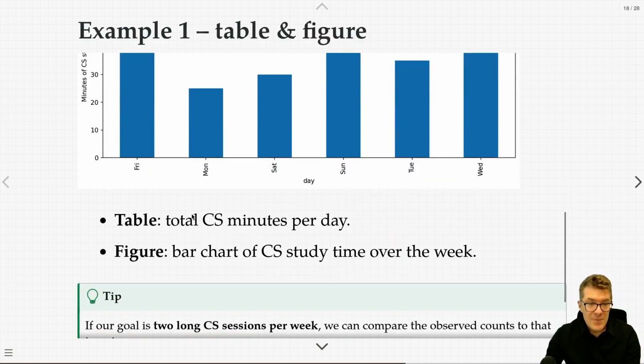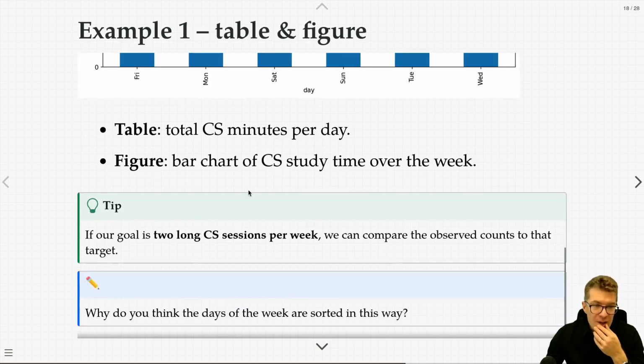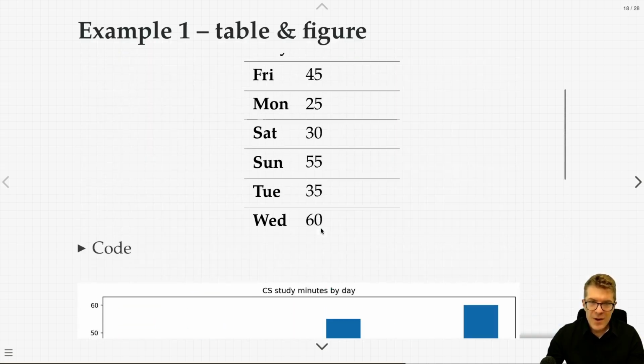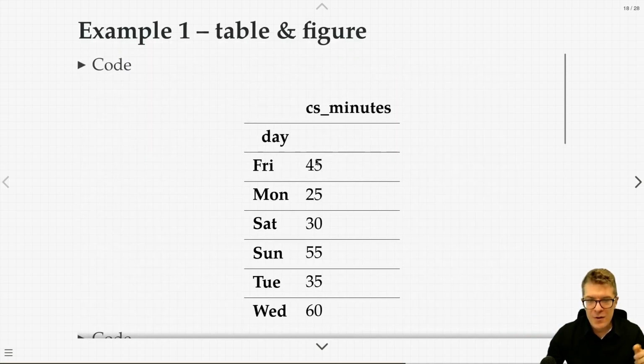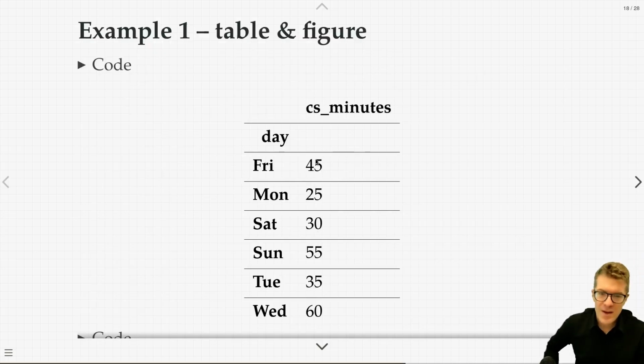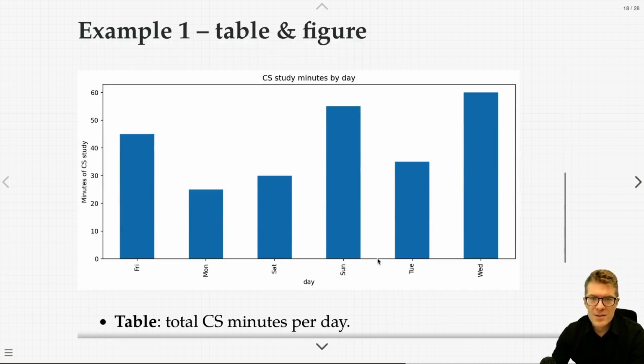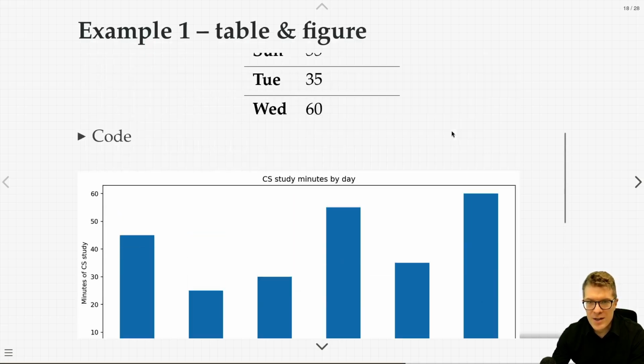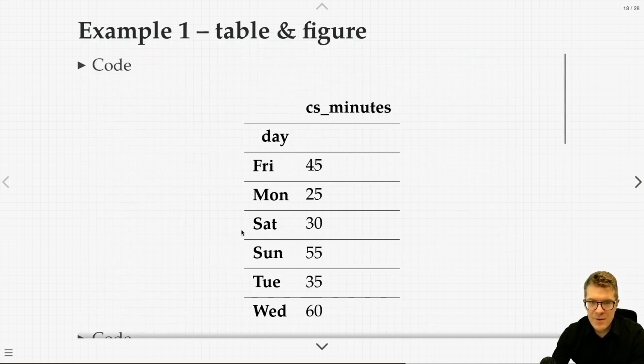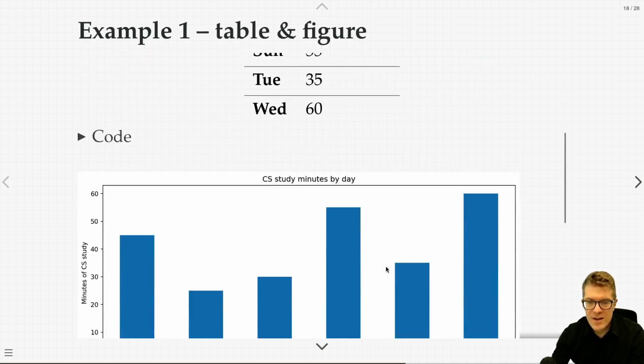Same idea. If our goal is 2 long computer science sessions of study per week, we can compare these counts to that target. Here we can iterate over each of these or find all the instances in which we have 40 or more in this table, or we can look at this bar graph, look at basically a line where the height is 40, and look for bars that are above that height. All right, so Friday, Sunday, and Wednesday are all above 40.